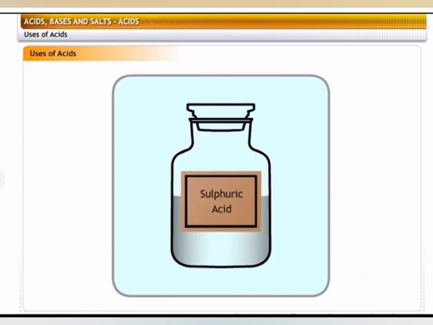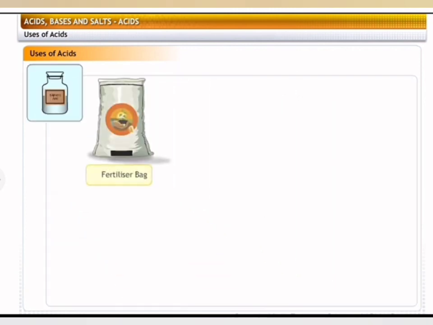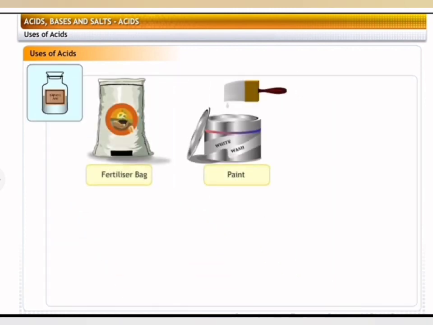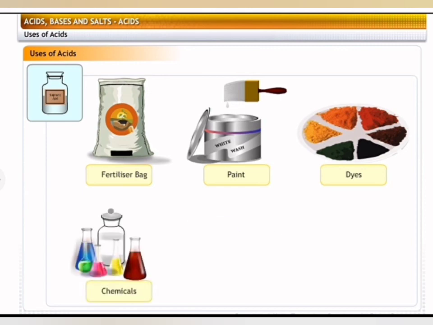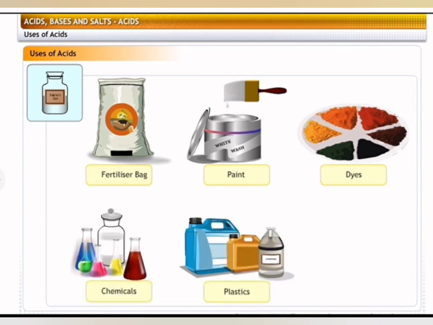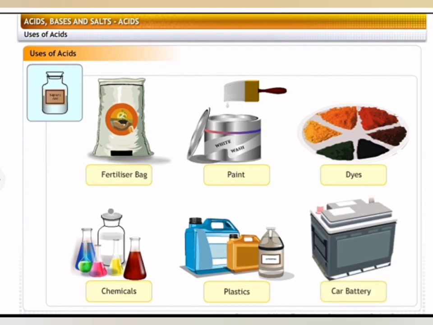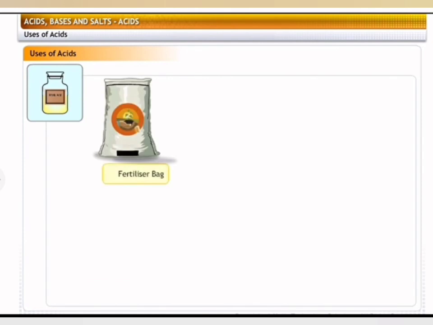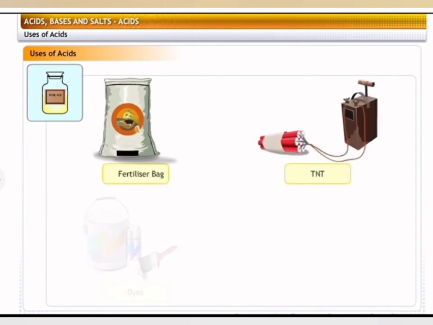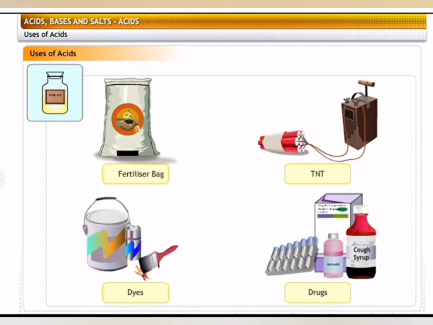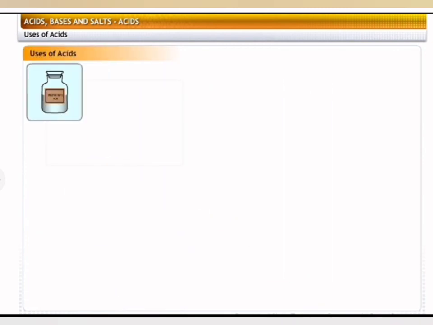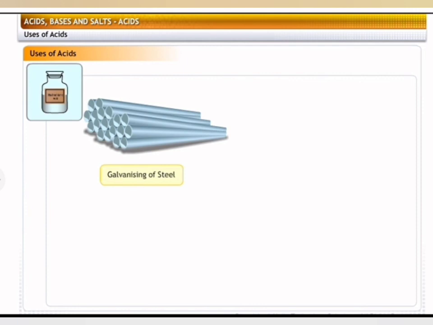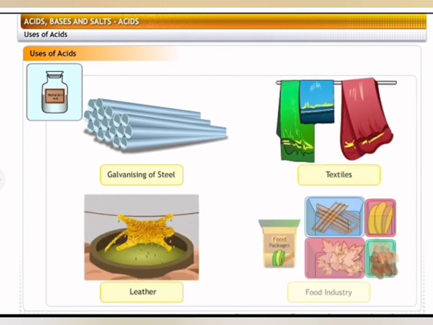Acids have various uses. Sulfuric acid is used in the manufacture of fertilizers, paints, dyes, chemicals, plastics, and synthetic fibers. It is also used in car batteries. Nitric acid is used in the manufacture of fertilizers, explosives like TNT, dyes and drugs. Hydrochloric acid is used before galvanizing to remove oxide film from steel and also as a descaling agent for boilers. It is also used in the textile, leather and food industry.